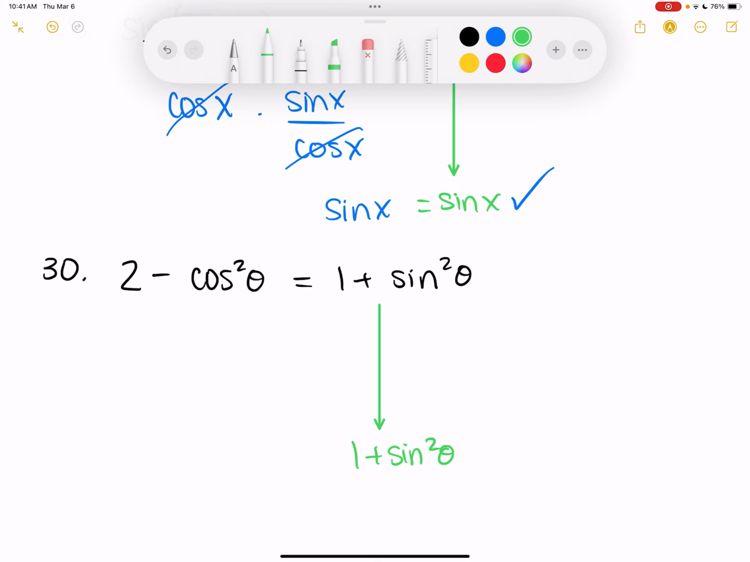All right, so what do I see? A sine squared, a bunch of stuff. I see something squared, so what should I be thinking? Pythagoreans. Okay, but is there a 2 in the Pythagorean identities? What number is in the Pythagorean identities? 1. So watch, this is going to be mind-blowing, everybody. 2 is equal to 1 plus 1.